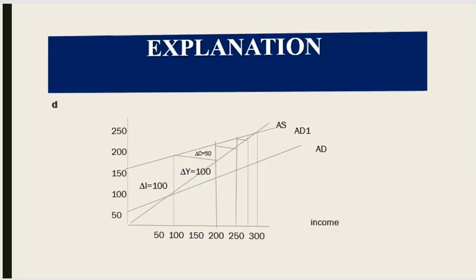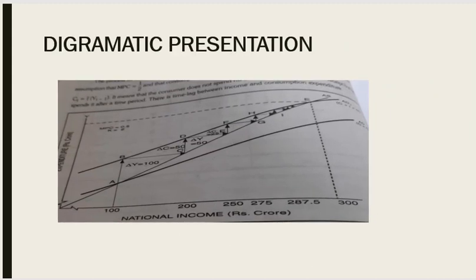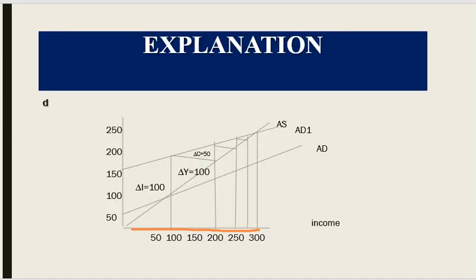We could show this here. I will explain. On this side we take the income, and on this side we take the expenditure: 50, 100, 150, 200, 250, 300. So this is the aggregate supply curve.